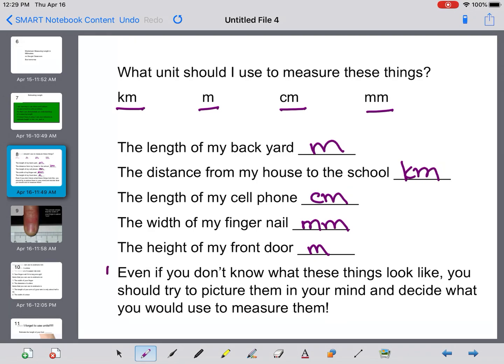Okay, and I mentioned this a little bit earlier. Even if you don't know what these things look like, because I'm referencing things that belong to me, you should still try to picture them in your mind and decide what you would use to measure them.